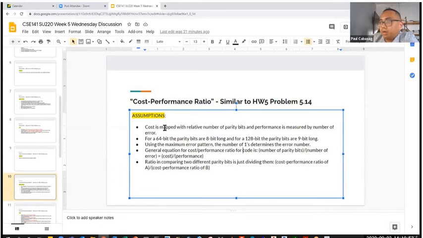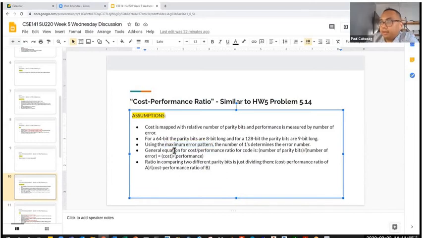And then, so that would be your cost. And then for 128 is 9. So knowing those, that's what you have for your cost, because there's just two variables there, the cost and the performance. And now looking at the performance.